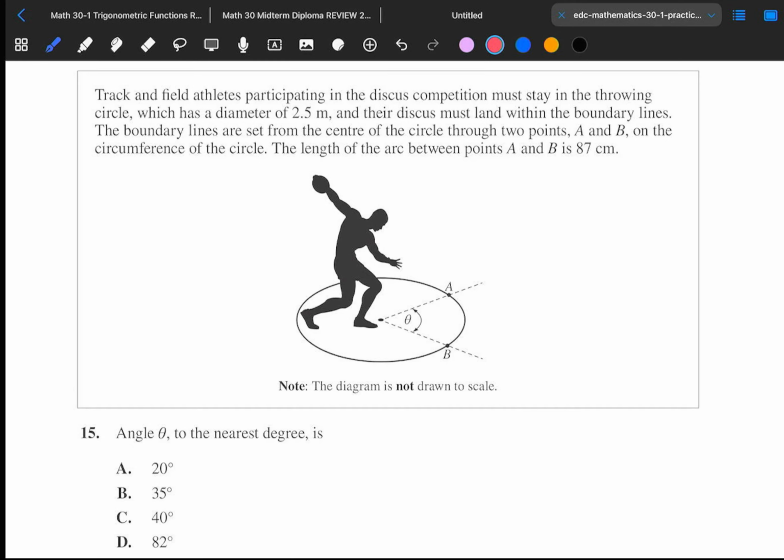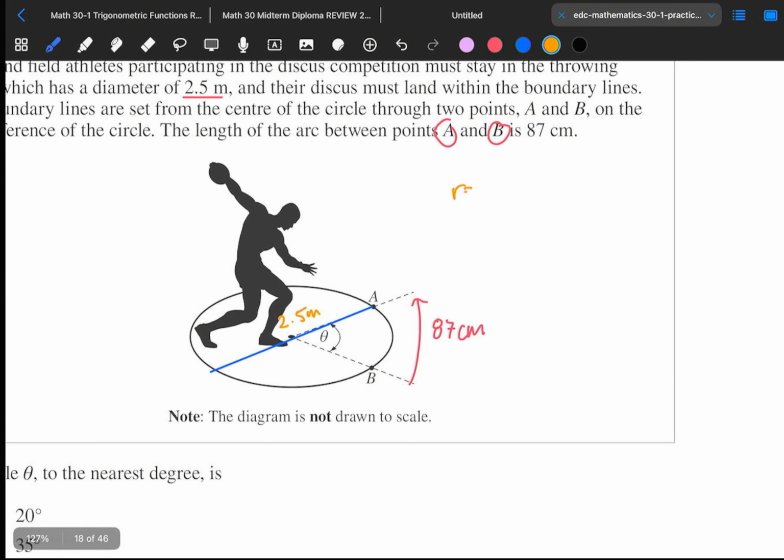You can read this whole thing, but what I like to do is skip to the information. The source says we have a diameter of 2.5 meters and an arc length between A and B, which are labeled here, of 87 centimeters. Notice how the units are different. Remember that radius is just diameter divided by 2. So 2.5 divided by 2 is 1.25.